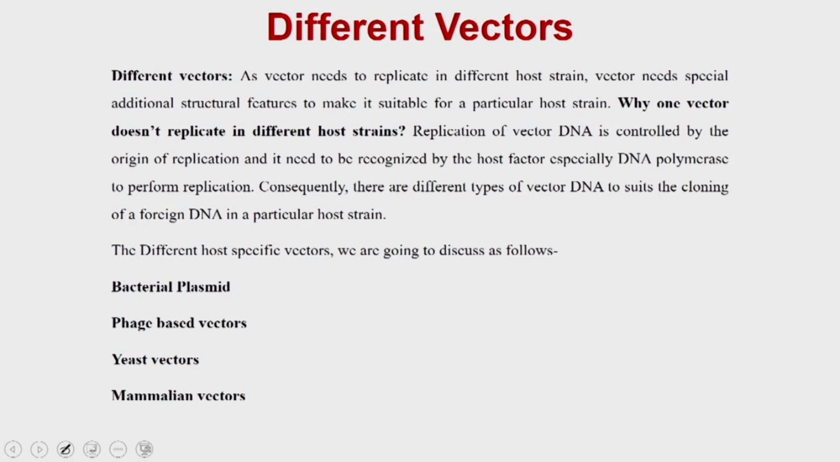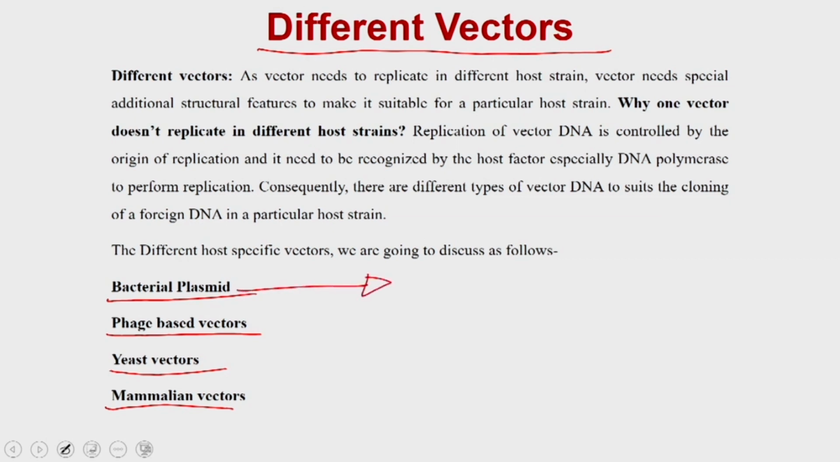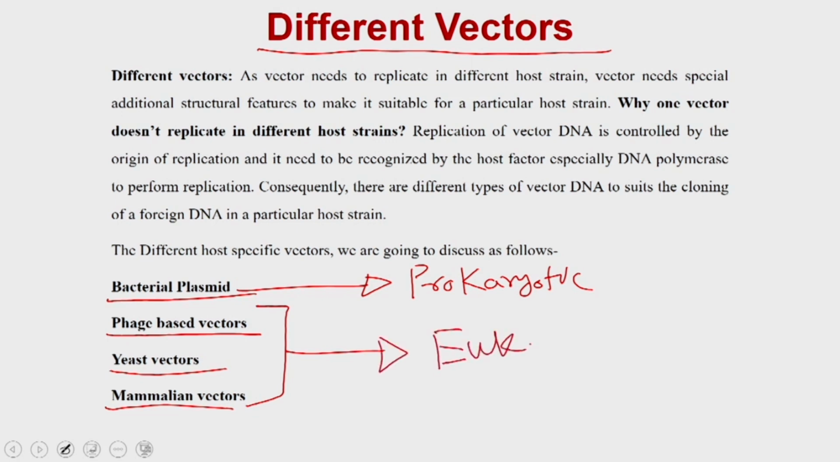So, depending on these, people have designed different types of vectors. These vectors could be bacterial plasmids, phage based vectors, yeast vectors, or mammalian vectors. This is the example of the prokaryotic vector, whereas all these three are in the category of eukaryotic vector.